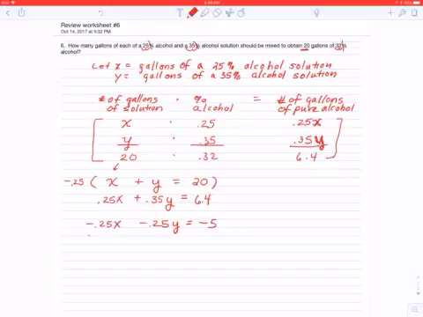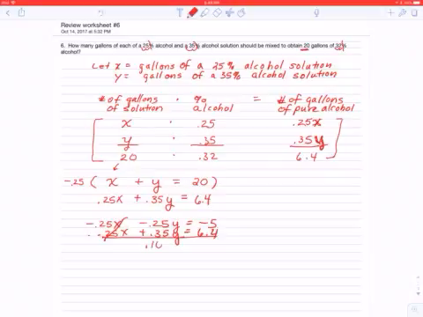Now if I add that second equation, okay, x's drop out as planned. I have 0.10y equals 1.4. Then if I divide both sides by 0.10, I get y equals 14.